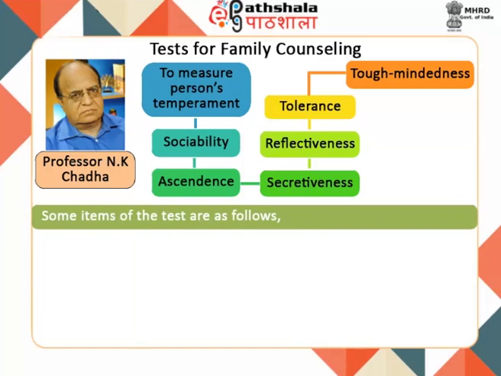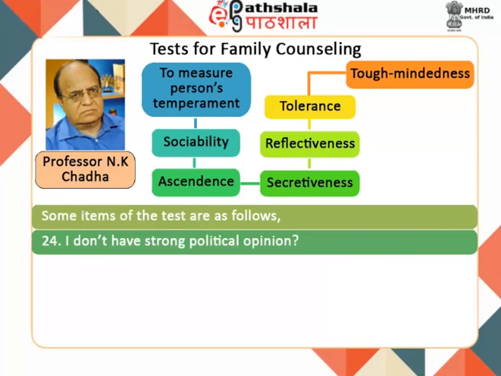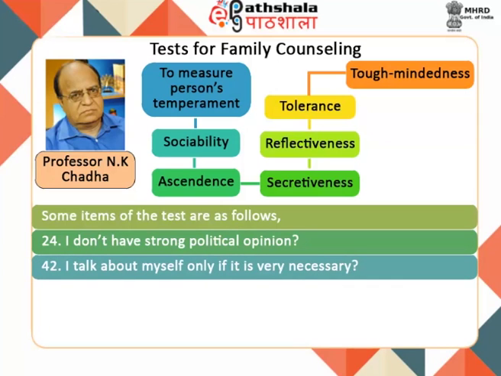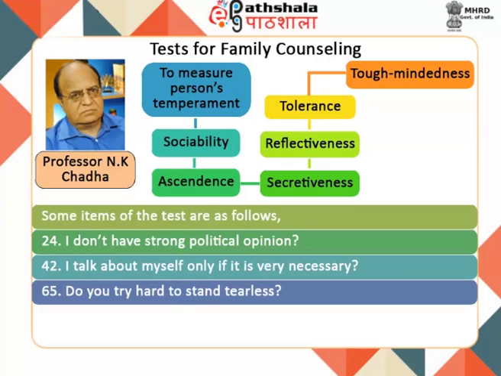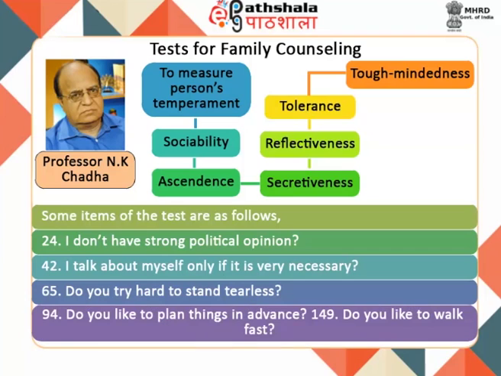Some items of the test are as follows. Item 24: I don't have strong political opinion. Item 42: I talk about myself only if it is very necessary. Item 65: Do you try hard to stand tearless? Item 94: Do you like to plan things in advance? Item 149: Do you like to walk fast?